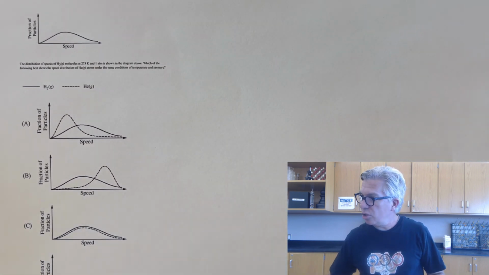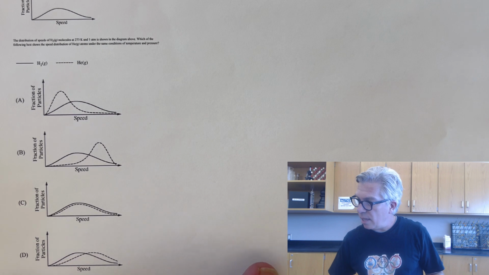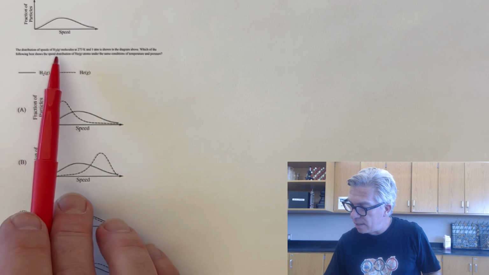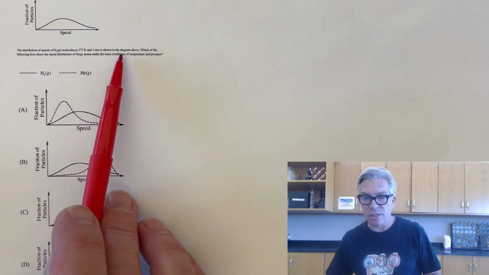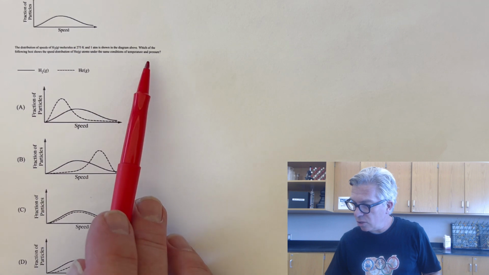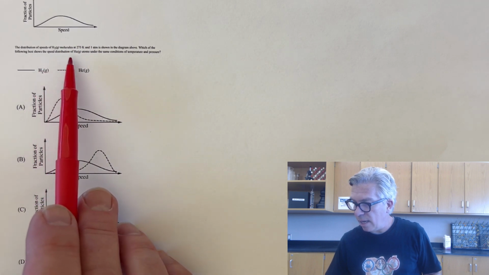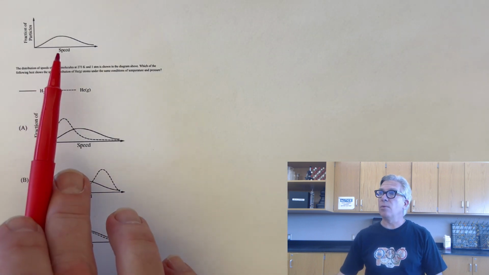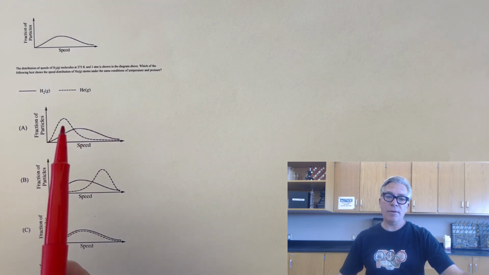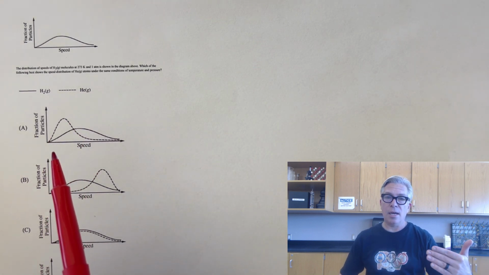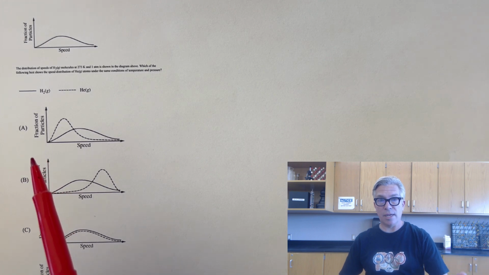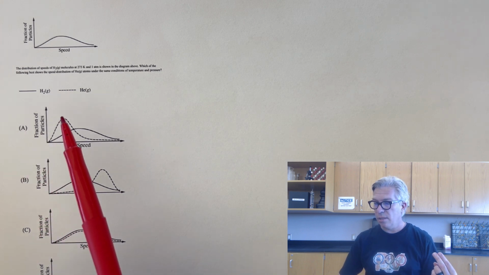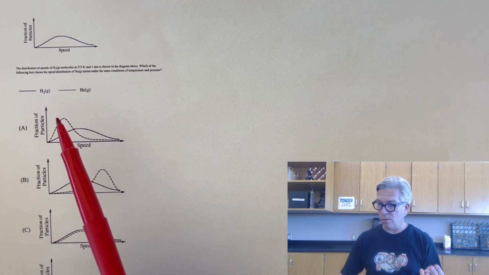Here we have another one where we get to choose the Maxwell-Boltzmann distribution. And sorry about the tiny typing here, but the distribution of speeds of hydrogen molecules at 273 is shown in the diagram above. So that's hydrogen. Which of the following best shows the speed distribution of helium atoms under the same conditions? So we have hydrogen, we need to add helium. And so we have to ask ourselves, is helium heavier or lighter than hydrogen? And helium is heavier because it's got a molar mass of 4, while hydrogen molecules, diatomic ones, have a molar mass of 2. So the helium atoms are going to be moving slower on average.